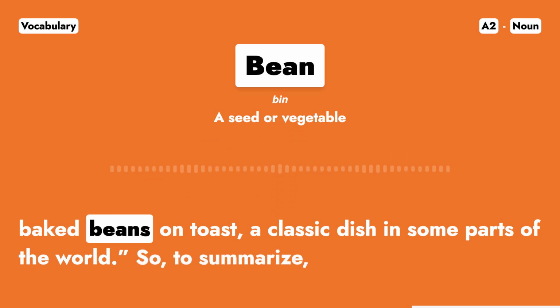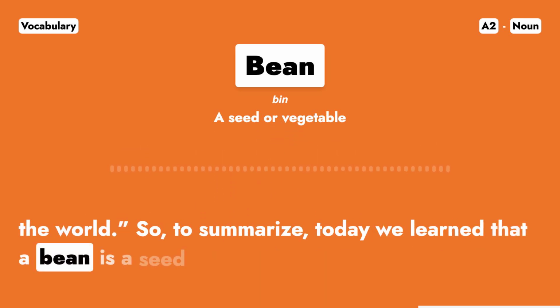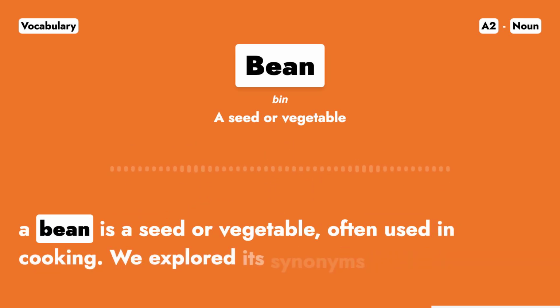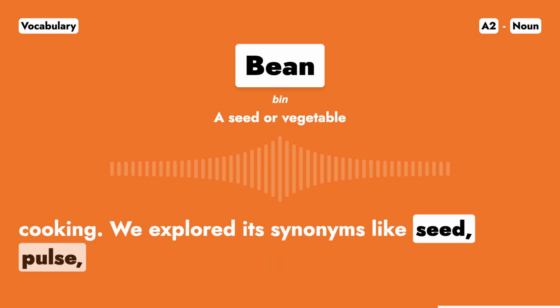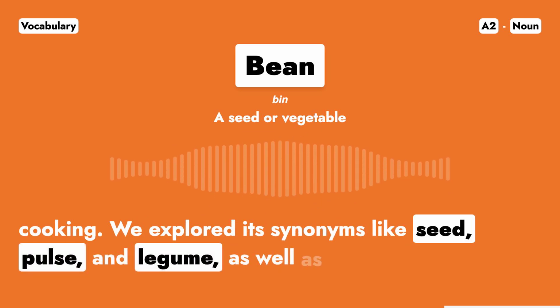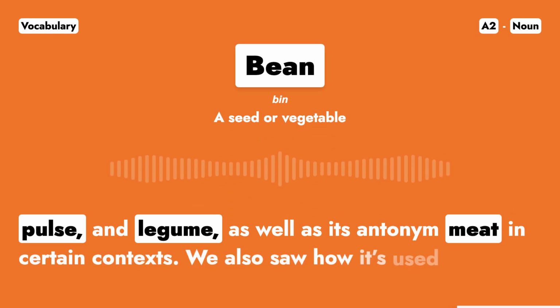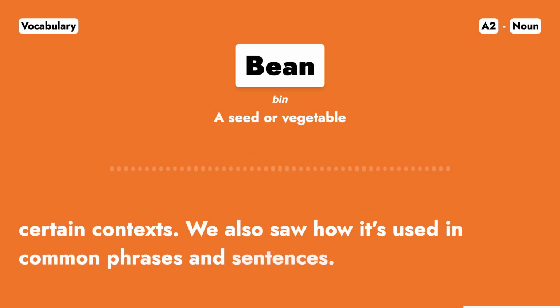So, to summarize, today we learned that a bean is a seed or vegetable, often used in cooking. We explored its synonyms like seed, pulse, and legume, as well as its antonym meat in certain contexts. We also saw how it's used in common phrases and sentences.